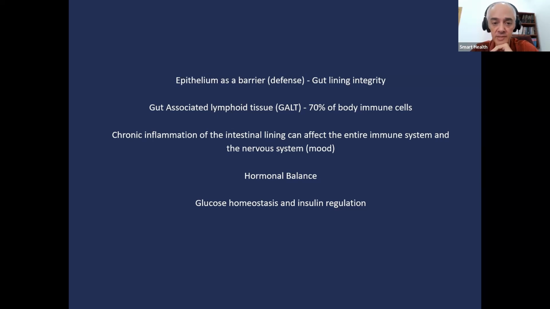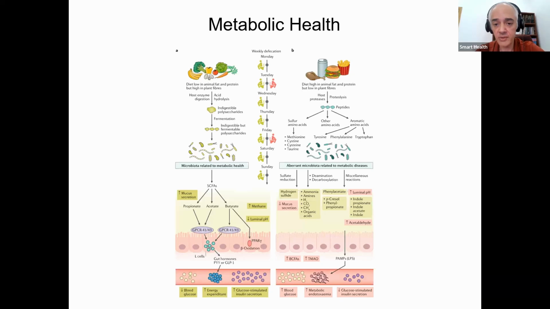Supporting gut lining integrity, so the epithelium as a barrier needs to be in place. 70% of the immune cells in the body are in what we call the gut-associated lymphoid tissue. Chronic inflammation is extremely important, as is hormonal balance. And today we also included glucose homeostasis and insulin regulation. Diet has an effect on dysbiosis, so it's important to have a varied diet because it will drive a different metabolism. A specific diet, which is mainly the westernized diet, drives a totally different metabolism, which results in inflammation, high glucose, and insulin resistance, and these show the type of metabolites that are disrupted because of an imbalance in the microbiome.